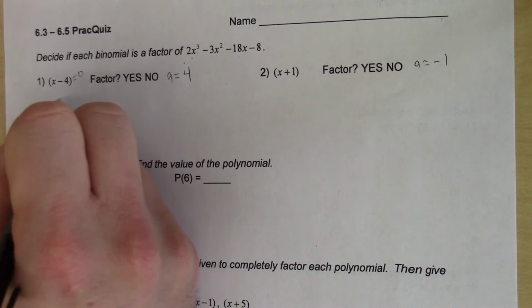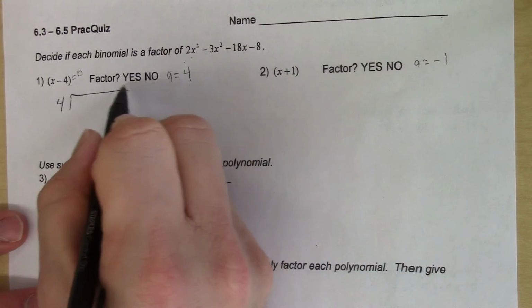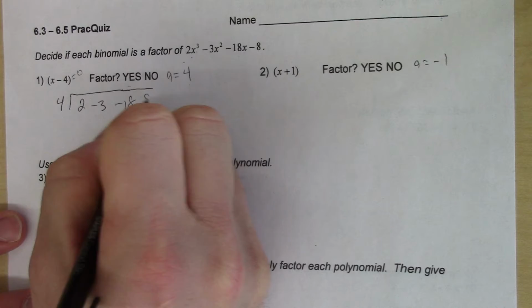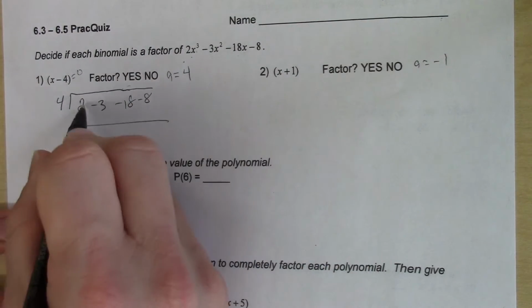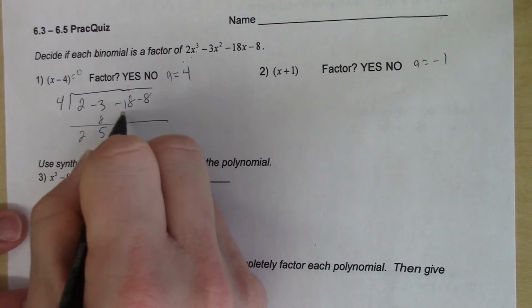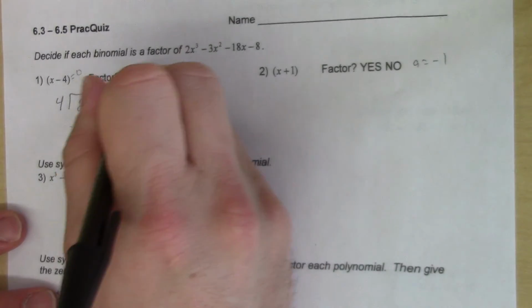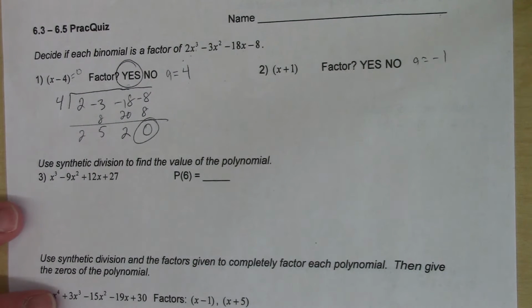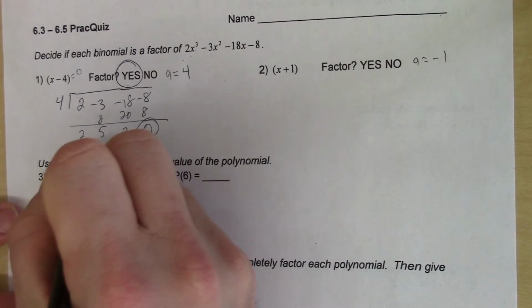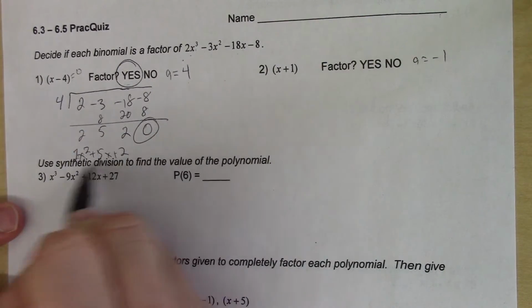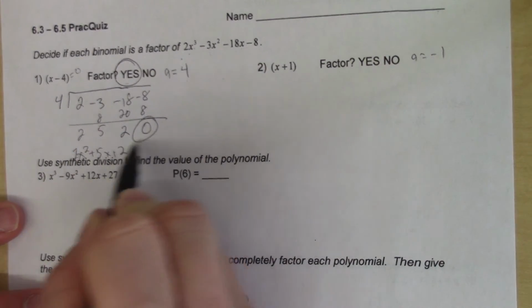Now another way, we said, is we could do it synthetically, and I'm going to show that because you can plug it in a calculator. 2, -3, -18, and -8. Drop it low, multiply and add, multiply and add, multiply and add, and sure enough I get 0, which means it's yes, right? Because when we get a 0 remainder, or 0 when we plug it in, yes, it is a factor. It would give us 2x squared plus 5x plus 2. That is not something you have to do, but that would be the quotient. There is no other part of it.